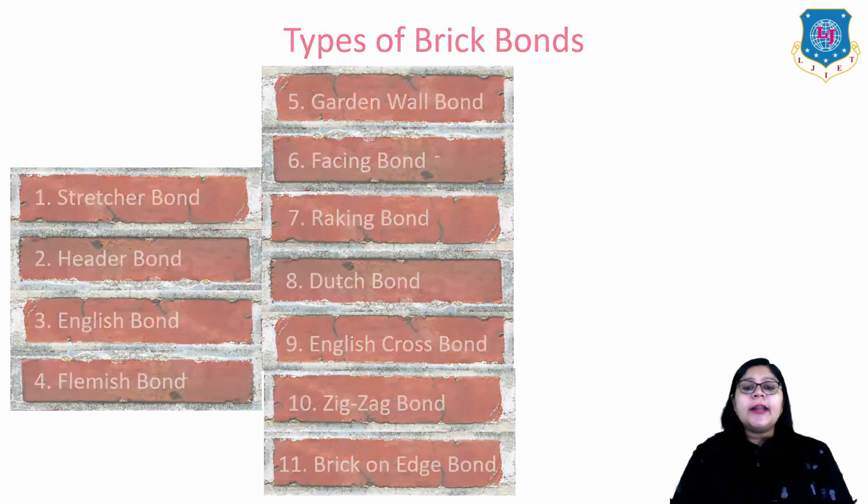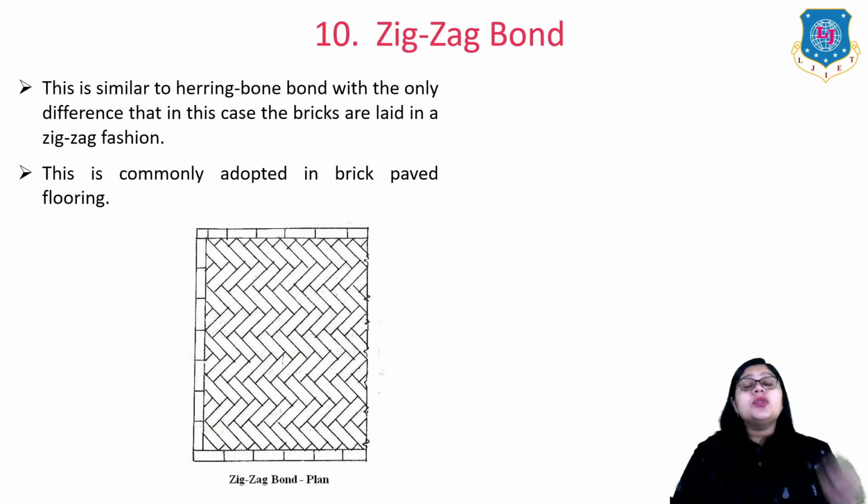Now let us move to the 10th one, which is zigzag bond. This is similar to herringbone bond with the only difference that in this case the bricks are laid in a zigzag fashion. And this is commonly adopted in brick paved flooring, as shown in this figure.